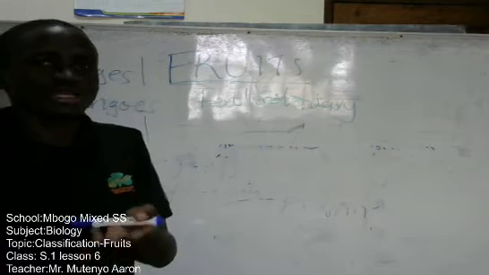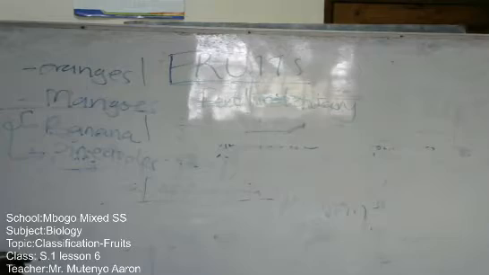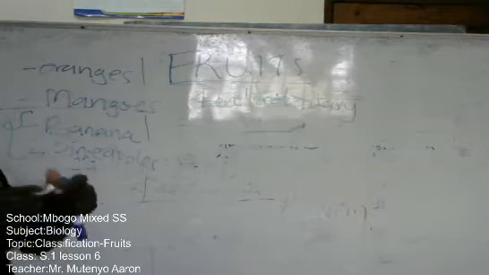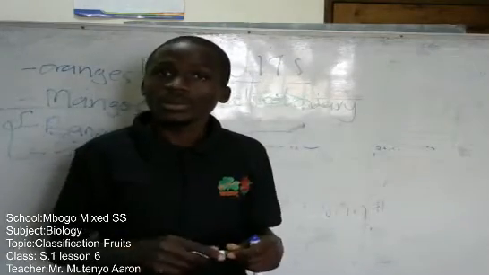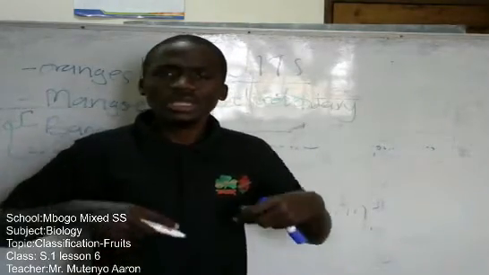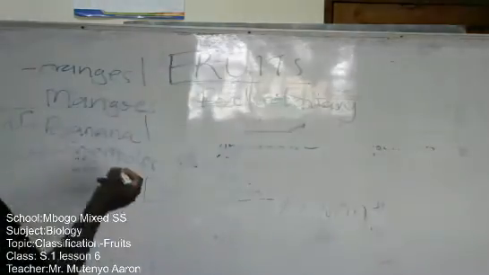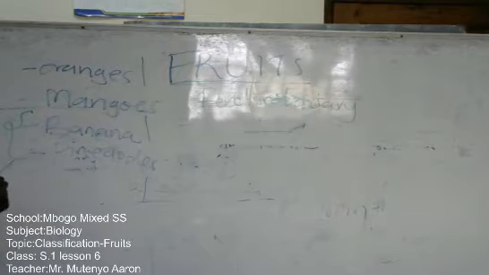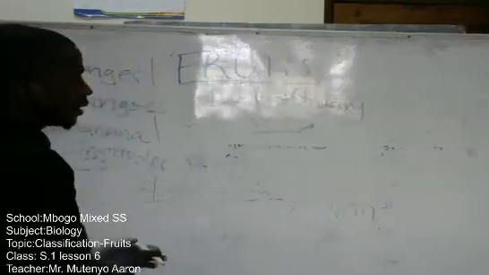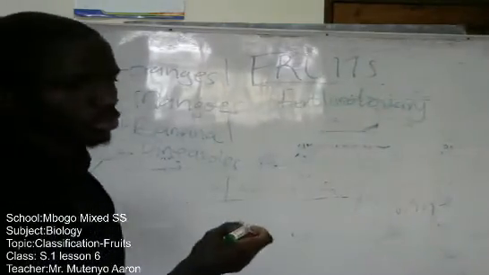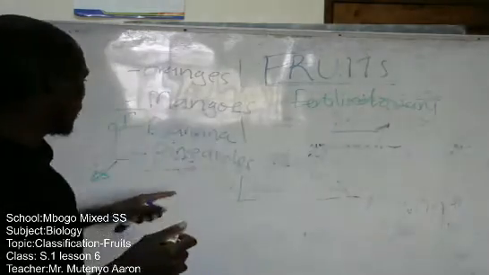Now this I give you as an assignment. There are, for example, these last two examples I've given you here: bananas and then pineapples. They are fruits, yes, but they don't develop from a fertilized ovary. There is no process of fertilization in them when they are being formed. So these two, bananas and pineapples, are formed by another process, which I want you to go and research about. Okay, I want you to go and research about these two fruits, bananas and pineapples.